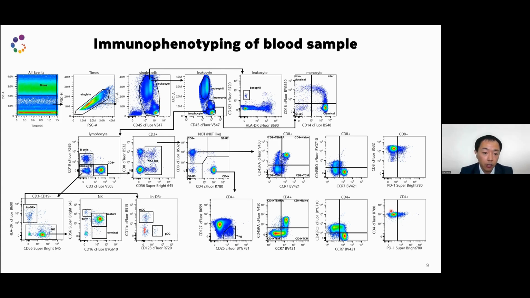For the lymphocytes, we can gate T cells by CD3 and B cells by CD19. T cells include NKT-like cells and CD4 and CD8 positive cells. For CD4 and CD8 positive cells, we can see different memory subsets and naive T cells based on their CCR7 and CD45RA expression. We also see PD1 expression on the T cells. For CD3 and CD19 double negative cells, we use CD56 and DR to separate the NK cells and the dendritic cells.